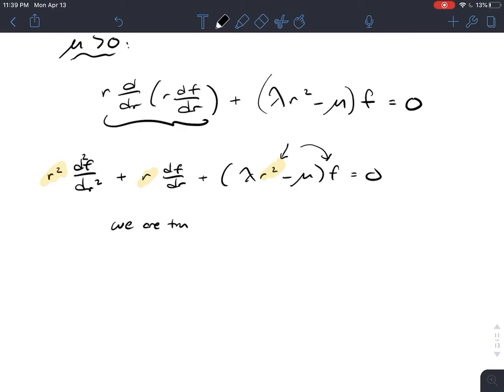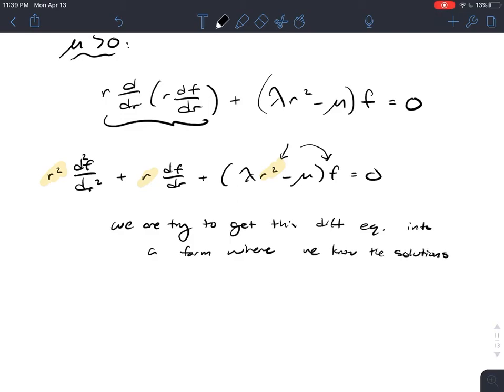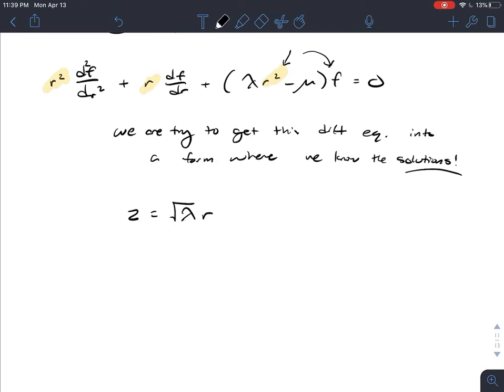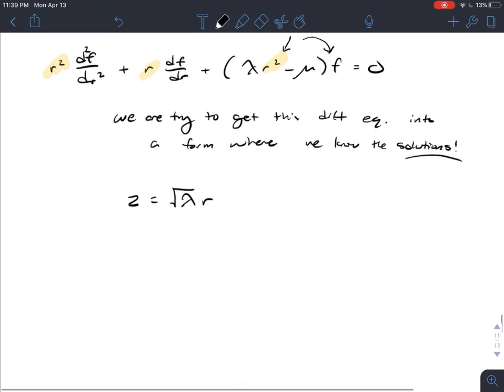We are trying to get this diff EQ into a form where we know the solutions. Right. So this kind of motivates us in doing the change of basis of z is equal to square root lambda r. And the reason for essentially doing this is we're trying to change our differential equation into a form where we know the solutions.